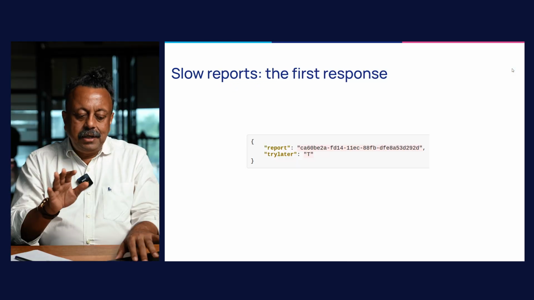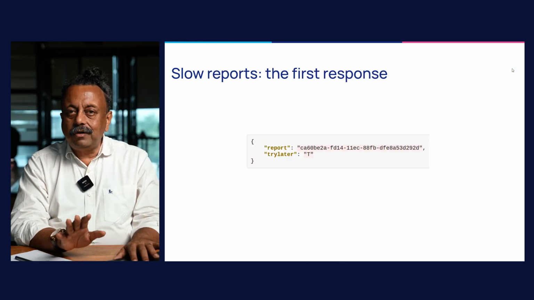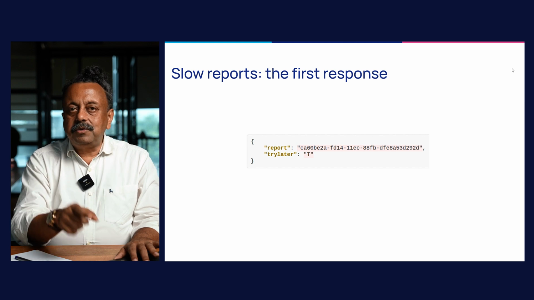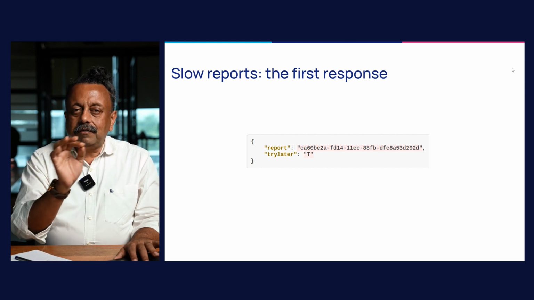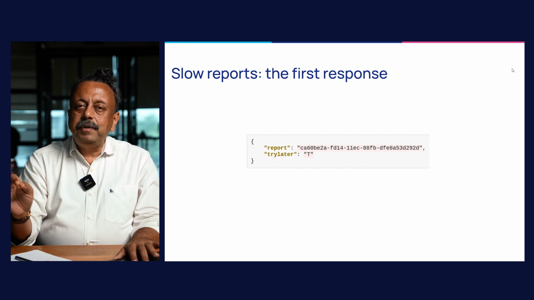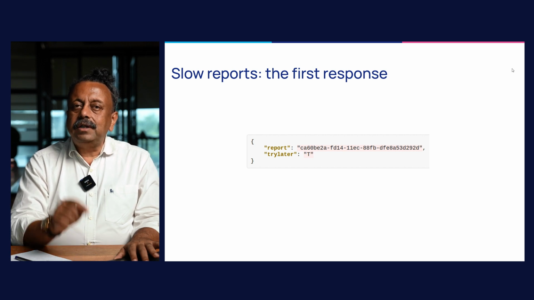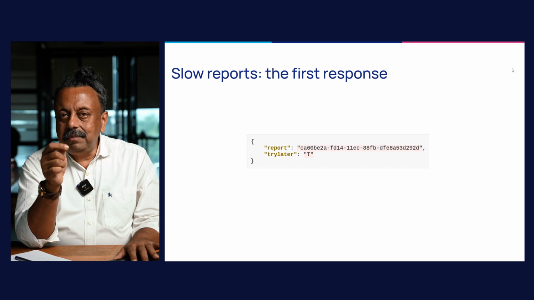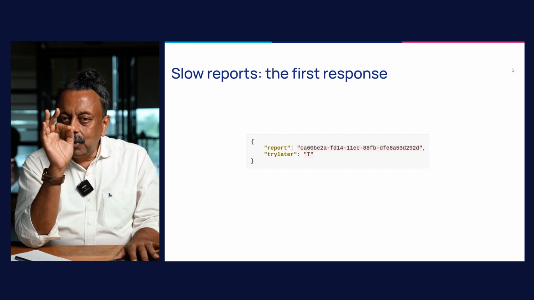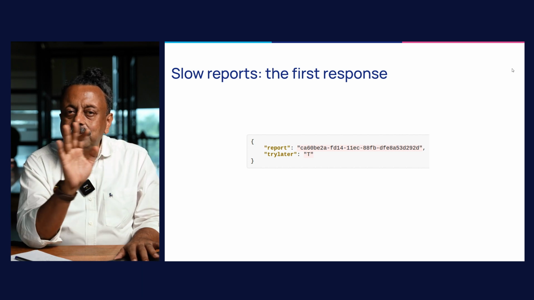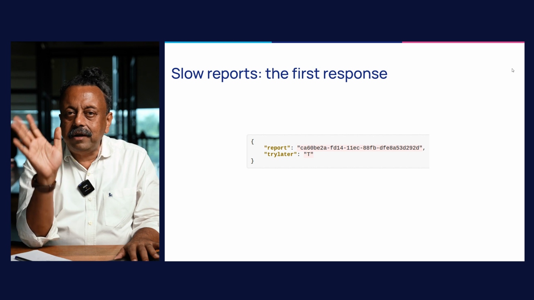So this is basically what it is. This is the whole idea of a slow report. The request comes in, it gets queued, the front end is told, your request has been queued, come back later. Then the front end keeps coming back over and over. Has it been done? When it has been done, the server will respond back saying, here is the data, it's been done.